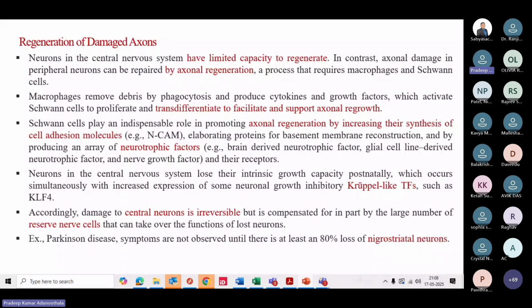there is a large number of reserve nerve cells that can take over the functions of lost neurons. For example, if any neurons die, there will be some reserve neurons that take over the function of the dead neurons. An example of this is Parkinson's disease, where symptoms are not observed until at least 80% loss of nigrostriatal neurons.